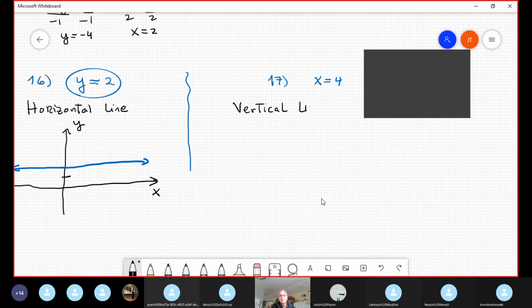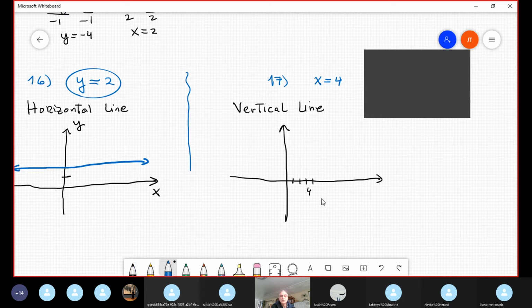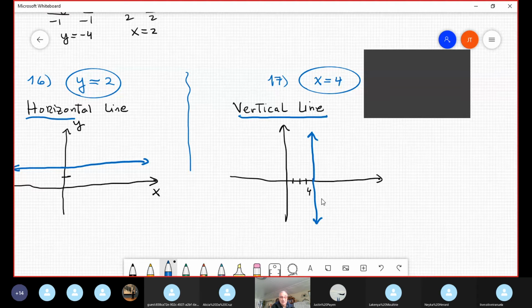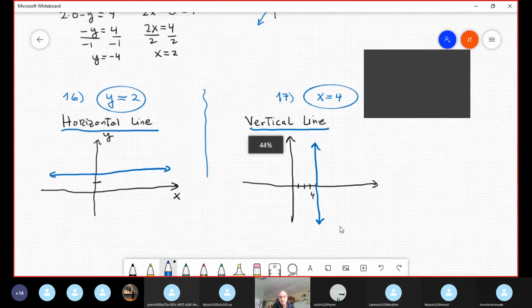Vertical line. So when you are doing the graph of the vertical line, specifically, this example is x equals 4. 1, 2, 3, and 4. This is 4, and you are doing the vertical line like that. Keep in mind, when the y is missing, it's vertical. When the x is missing, it's horizontal. This is special. In my opinion, it's very, very useful to memorize this idea.